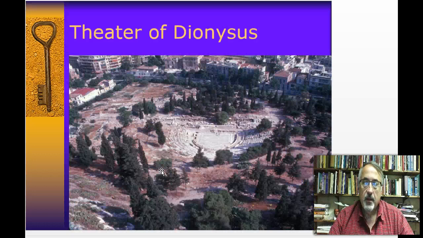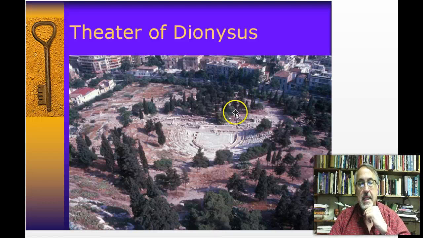Also, the ancient theater of Dionysus. This would have been an old theater that Paul certainly would have seen. It would have been a temple to Dionysus out here. He was the god of wine and revelry. And they would have had a contest for plays, dramas, comedies that would have been taking place in his honor.